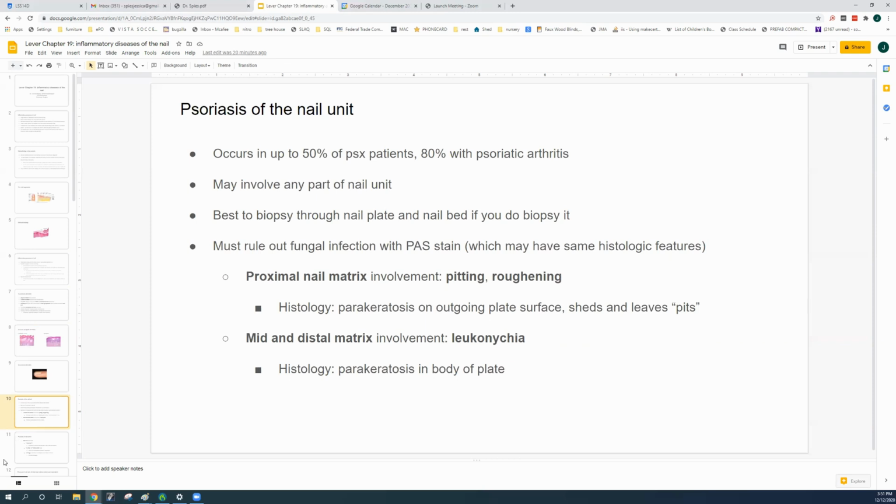When you get proximal nail matrix involvement, you get pitting and roughening of the nail, and the histology that corresponds to that is parakeratosis on the outgoing plate surface. So on top of the nail plate, you get this parakeratosis that, as it grows out from underneath the cuticle, sheds and leaves these pits in the surface of the nail. If you have involvement of the mid and distal matrix, you get leukonychia, or white nails. That corresponds to parakeratosis in the body of the plate, a little bit deeper.